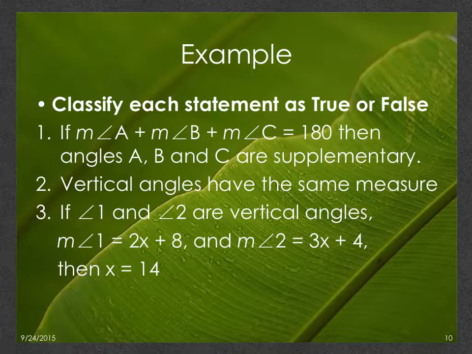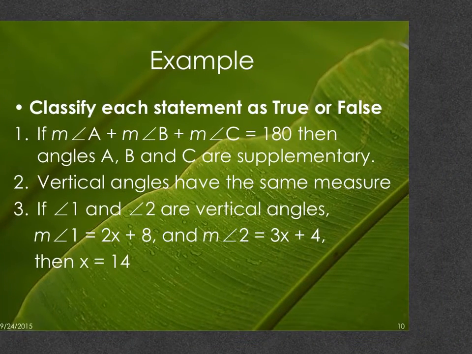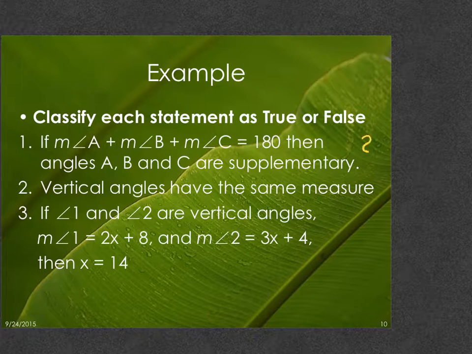Okay, last thing, it just says classify each statement as true or false. So 1 says if the measure of angle A plus the measure of angle B plus the measure of angle C equals 180, then angles A, B, and C are supplementary. True or false? Oh, this is such a trick question. It's false. Do you know why? It's false because supplementary comes in pairs. It's two angles that sum. Okay?